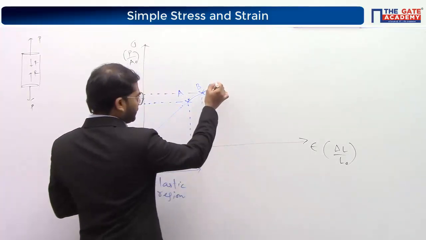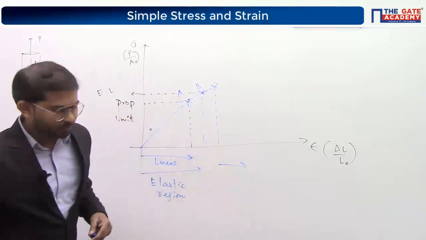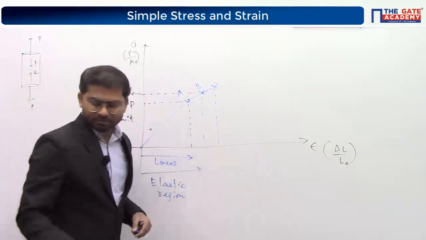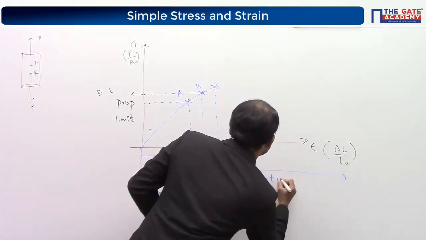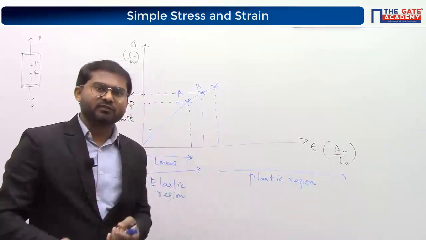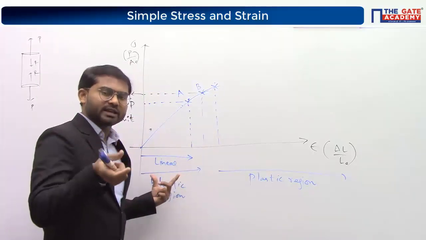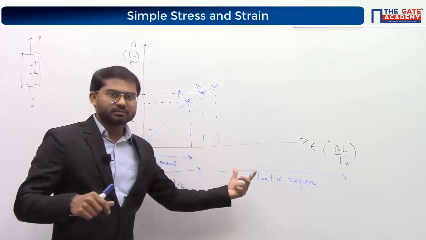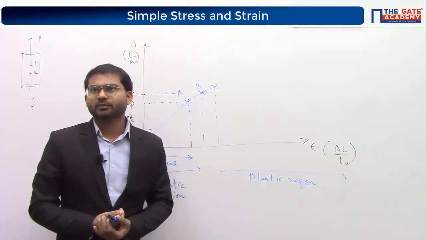So you will start experiencing plastic behavior. The metal starts behaving plastically, or deforming plastically. So this whole region is, strictly speaking, the plastic region. Plastic is the opposite of elastic. In the elastic region, if you release the load, it will regain its original shape and dimensions. Plastic means once you release the load, it will not regain its original shape and dimensions.